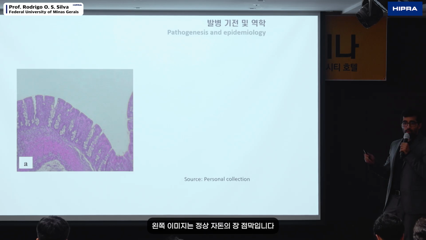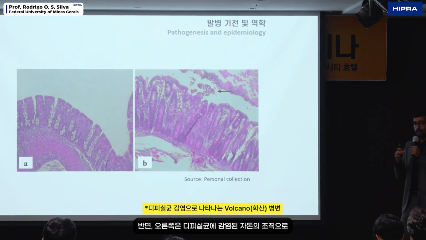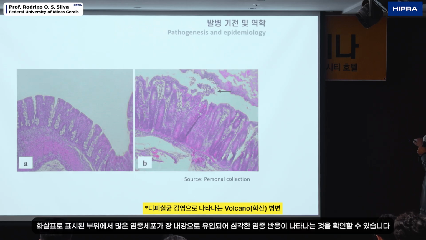This is the histopathology of a healthy, normal piglet. So you can see the normal mucosa here. And here is the histopathology of a piglet with Clostridium difficile infection. In the arrow here, you can see a lot of inflammatory cells reaching the lumen of this animal because of the effect that A and B toxin has in the intestine.